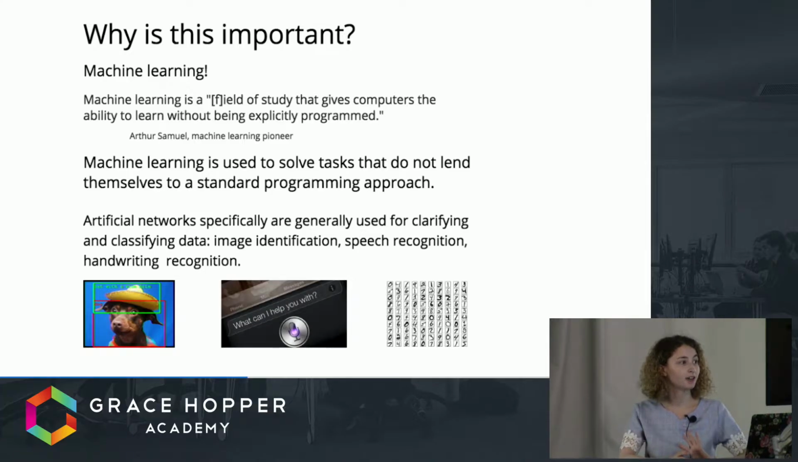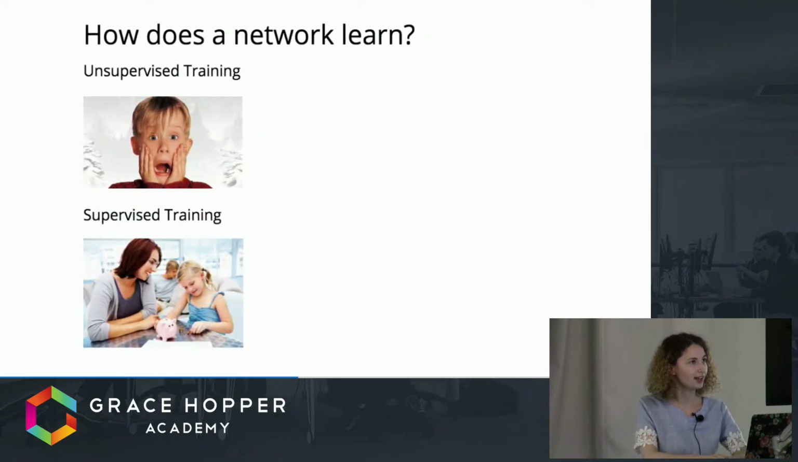Artificial networks are used for lots of things that we use in our everyday lives. Image identification: here Google has identified this image as containing a dog and a hat with a wide brim. We've got Siri, which uses speech recognition to answer your queries. And the classic example is handwriting recognition, identifying digits that someone has written and reading them.